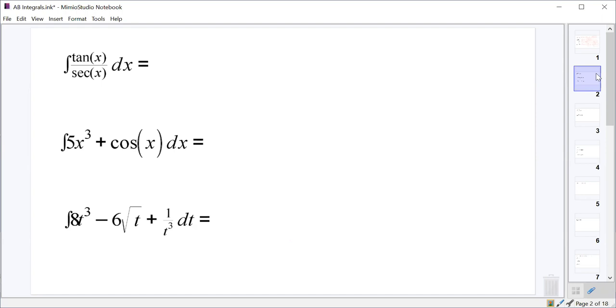So oftentimes when you get trig functions, you need to do a little bit of work to simplify them. One thing you might want to do is try to turn them all into sines and cosines and see if stuff cancels out. So tangent is sine over cosine, and secant is 1 over cosine dx. And what cancels out? Cosine. So we just end up with an integral of sine x dx. And that one should be on your paper. What's the integral of sine of x?